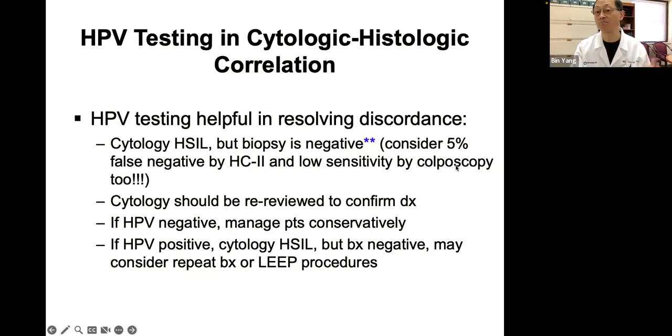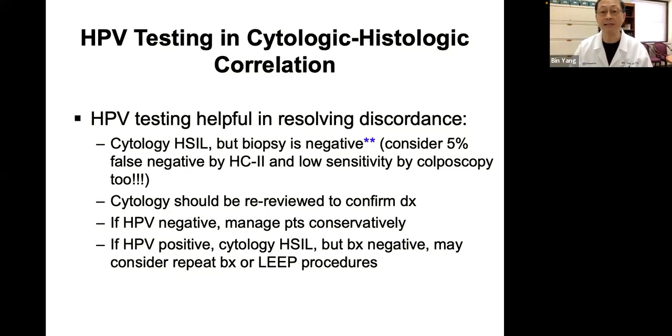Also, colposcopy has low sensitivity, they can miss a lesion, right? You want to review the cytology to see if these are really HSIL. Then HPV testing is really important in these women. If it's negative, they can manage it relatively conservatively, right? So for HPV negative cervical cytology called HSIL with a negative biopsy, you can just repeat the cytology and repeat the biopsy. If it's positive, even if the biopsy is negative, clinically they may consider a LEEP procedure.